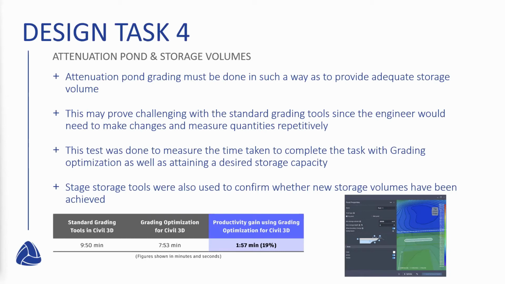So this means that grading optimization does not only run through one iterative process, it actually runs through two. The reason for this is that it would attempt to find the adequate slopes based on the parameters that you do give it, as well as a volume. So it has to run basically through these two iterative processes and then find which design would work best.